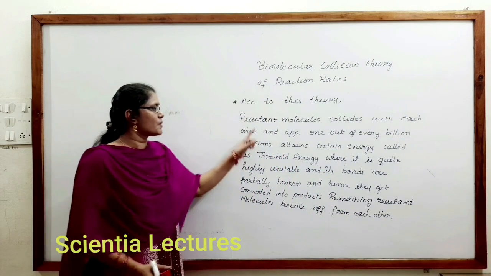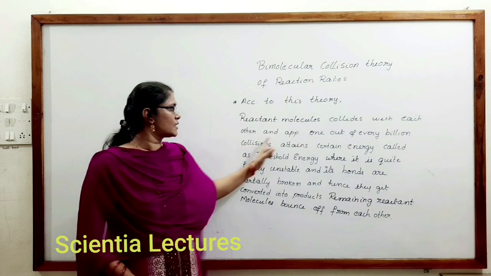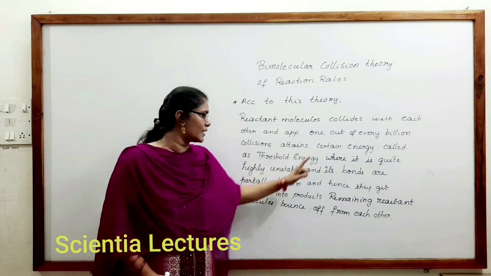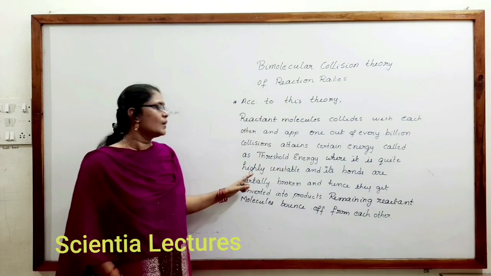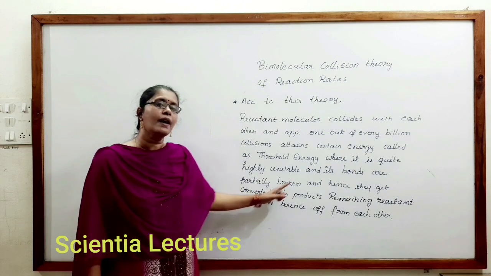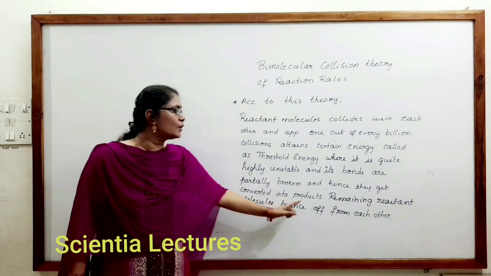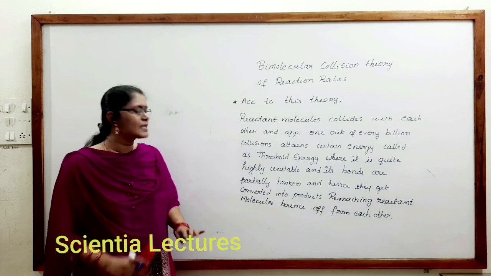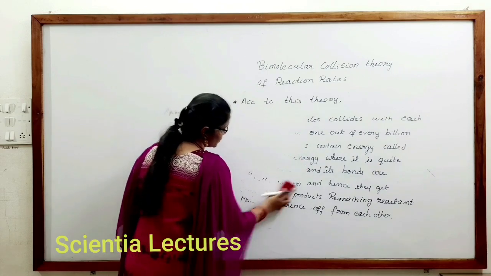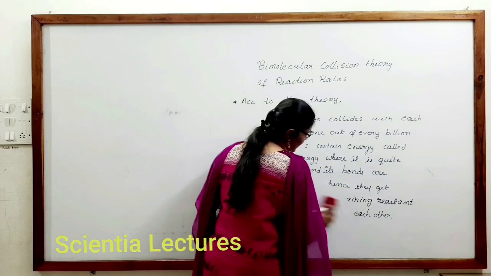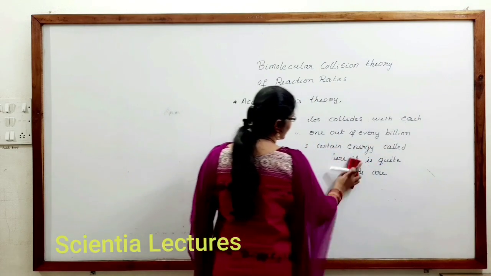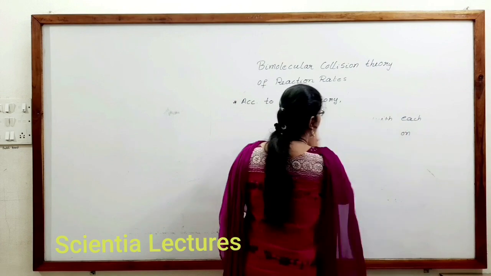So you can observe reactant molecules collide with each other, and approximately only 1 out of every billion collisions attains a certain energy called threshold energy, where the molecule is highly unstable and its bonds are partially broken, and hence they get converted into products. The remaining reactant molecules just bounce off from each other. So we say that only these collisions are effective collisions. Collisions occurring at threshold energy are effective collisions. The remaining are considered ineffective collisions.